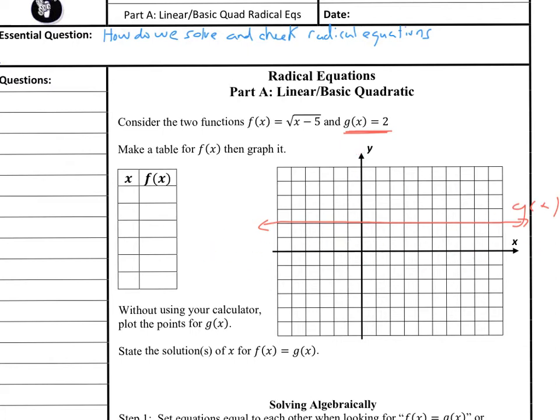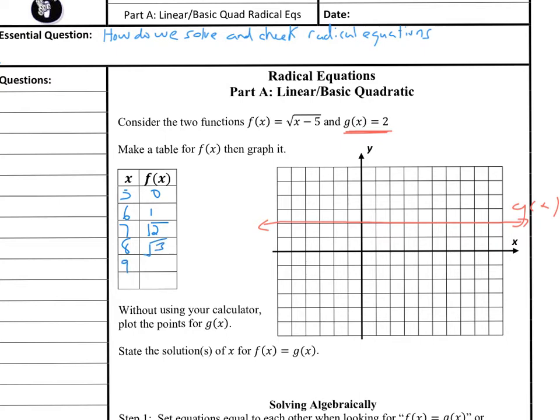So the first number that we're going to want to use is 5. Because 5 minus 5, when I plug it in over here, is 0, and the square root of 0 is still 0. Now I can plug in 6. 6 minus 5 is 1. The square root of 1, of course, is 1. Plug in 7. 7 minus 5 is 2, and the square root of 2 is 1.41 and so on, but we're going to leave it as the square root of 2. 8 is the square root of 3, because 8 minus 5 is 3, and then we take the square root.